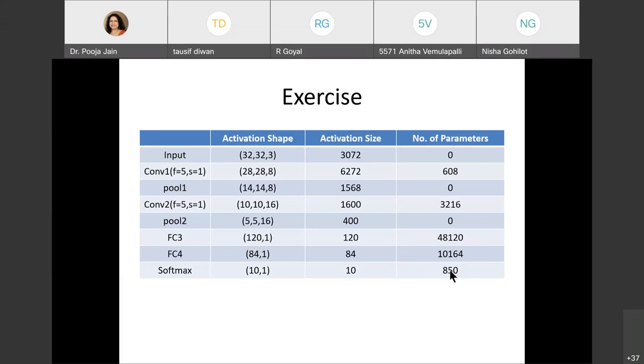So these are the total number of parameters associated with this entire architecture. 608 with convolution 1, 3216 with convolution 2, these many parameters with FC3, parameters with FC4, and these parameters with softmax. What is our aim? What is our aim is that we want the optimum value of each of these parameters. We want the optimum value of these parameters. Is it clear, or any doubt or any clarification on this?